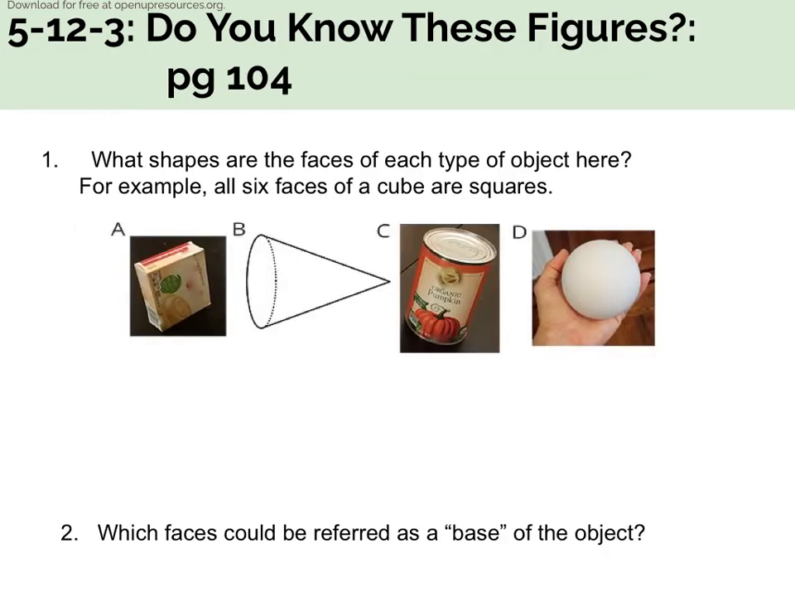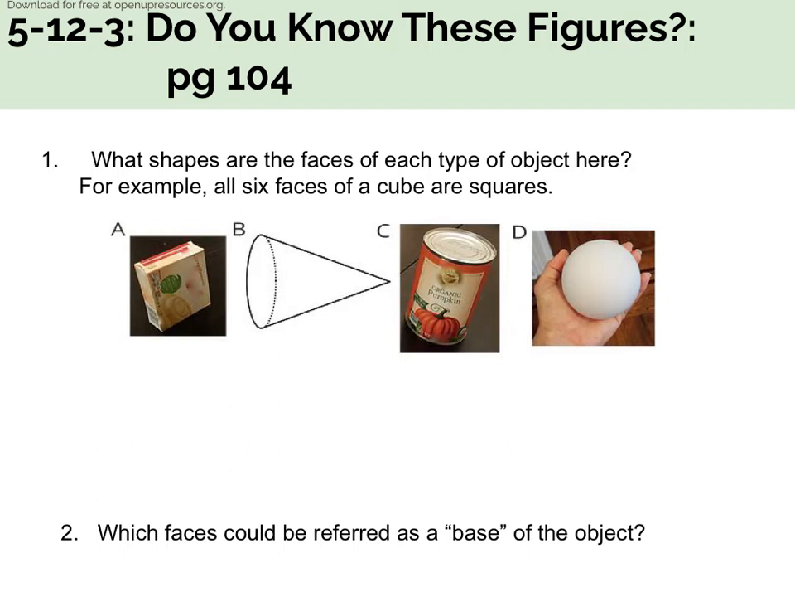All right, so let's go ahead and turn to page 104. And on number 1, it says shapes. What shapes are the faces of each of the objects here? So for example, a cube has 6 faces, and they're called squares, right? So look at A, B, C, and D, and we're going to talk about how many faces there are and what kind actually makes up all of these 3-dimensional objects. And at the same time, what would be the base of that object? So go ahead and pause and answer those questions, and then come back to me.